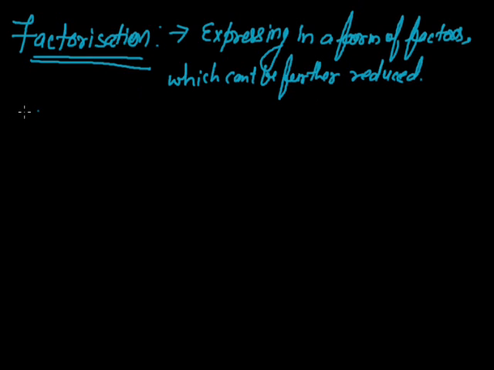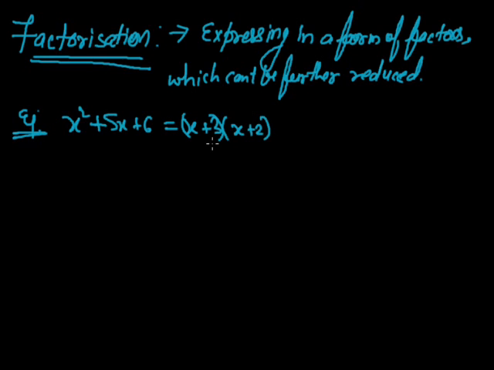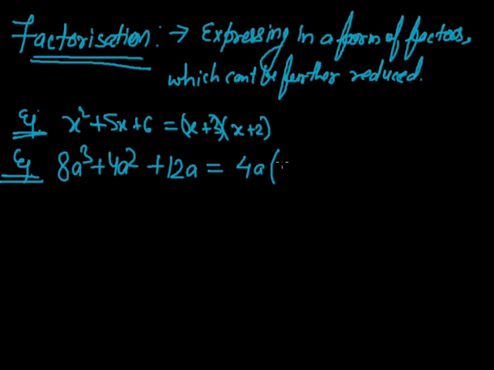Like if we have x square plus 5x plus 6, then we can reduce it and it will be given by (x plus 3) into (x plus 2). That is not further reducible. So we have converted the given expression x square plus 5x plus 6 into irreducible forms. For example, if we have 8a cube plus 4a square plus 12a, then by taking the common 4a from all the terms, we have 4a(2a square plus a plus 3). Now we can't further reduce it, so this is the factorization.